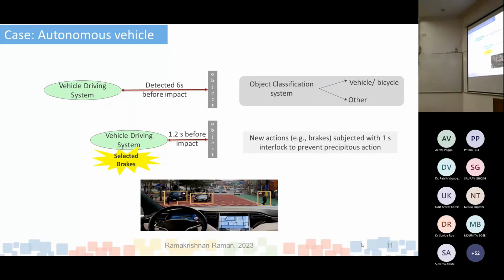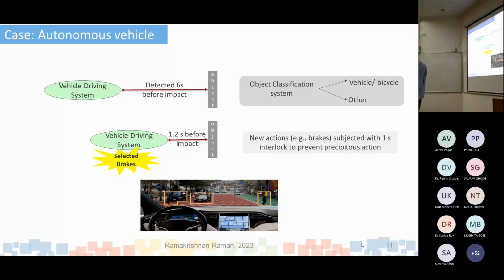But then there was an interlock that was there to prevent any kind of sudden action. That interlock was there for 1 second. Essentially, somewhere someone put in a system function that an interlock is needed to protect against sudden actions, but that interaction started having a bearing on this kind of object detection. The object detection got delayed, and by the time the interlock was done, it couldn't prevent the vehicle from hitting the object.